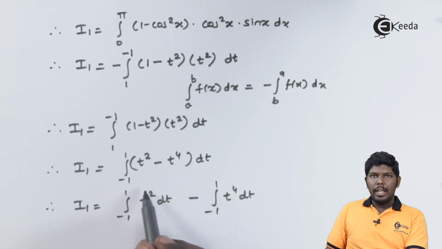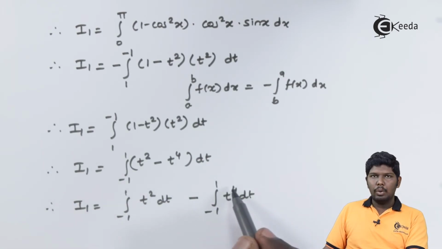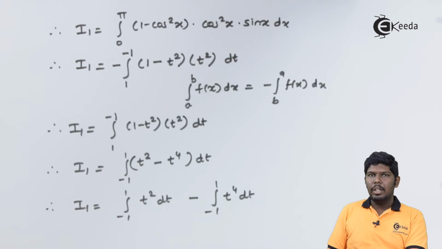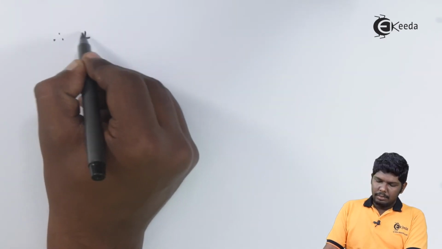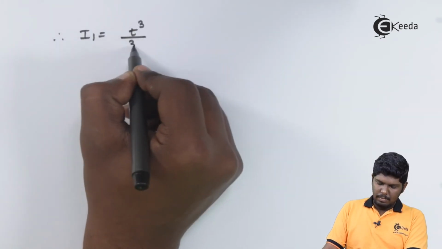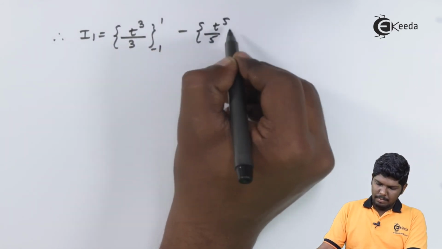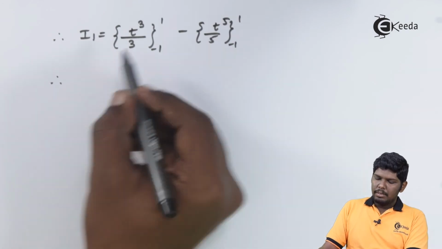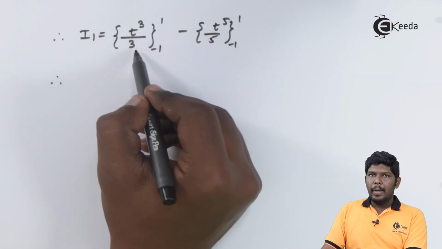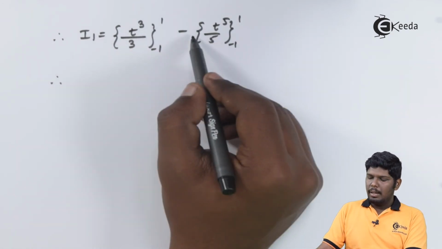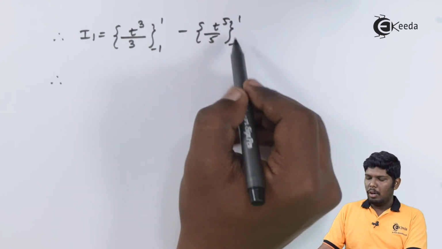Integral of t square will be t cube upon 3 and integral of t raised to 4 will be t raised to 5 upon 5, using the formula integral of x raised to n, which is x raised to n plus 1 upon n plus 1 plus c. So we have I1 as t cube by 3 from minus 1 to 1 minus t raised to 5 upon 5 from minus 1 to 1.